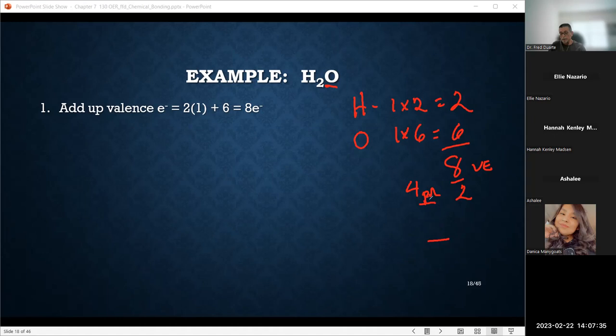Okay, so I got 4 pairs, and a lot of times it's easier and quicker to just count pairs than it is to count individual dots. Right now you only got 8, so it makes not much of a difference, but sometimes you could have as many as 32 valence electrons. At that point it's easier to count as pairs. So this is the number that you have to work with: 4 pairs or 8 valence electrons.